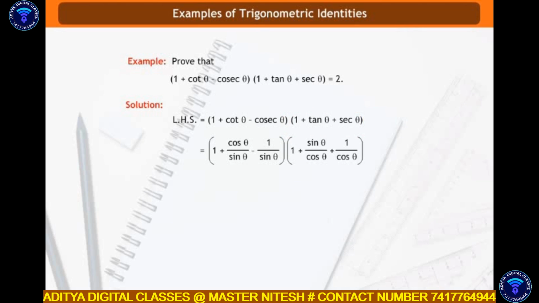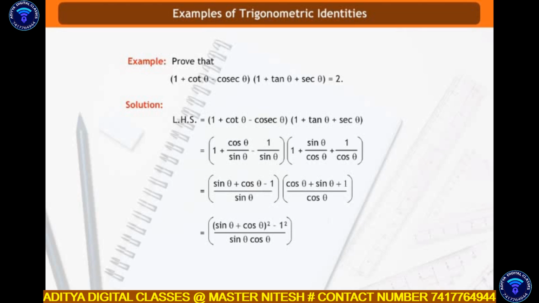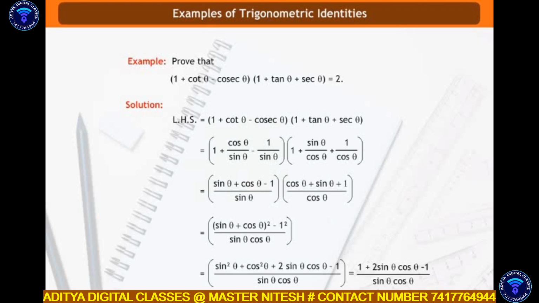After solving, we get (sin θ + cos θ − 1)/sin θ × (cos θ + sin θ + 1)/cos θ, or ((sin θ + cos θ)² − 1²)/(sin θ cos θ), which is equal to (sin²θ + cos²θ + 2 sin θ cos θ − 1)/(sin θ cos θ). As sin²θ + cos²θ is 1, we get (1 + 2 sin θ cos θ − 1)/(sin θ cos θ), or 2 sin θ cos θ/(sin θ cos θ), or simply 2, which is equal to the right hand side.